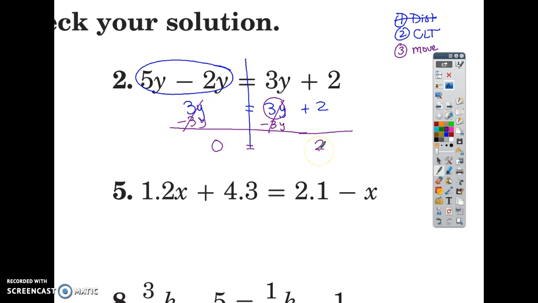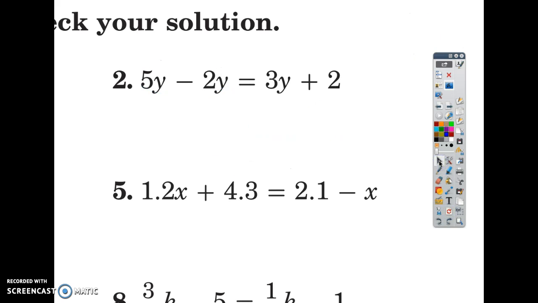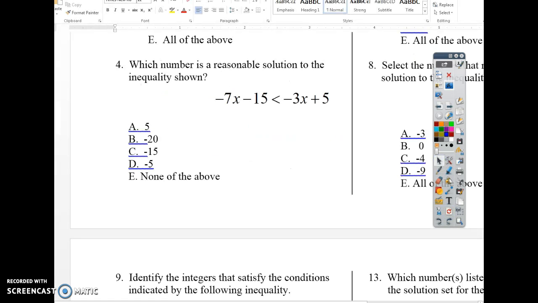Is 0 equal to the number 2? No. These are not the same number, okay? This is a false statement. They're not equal to each other. So because they're not equal to each other, this is no solution. If the numbers were the same, 0 equals 0 or 2 equals 2, then it would be all real numbers, just like that other problem we just did. Okay? On the back of this sheet, problem number 4.